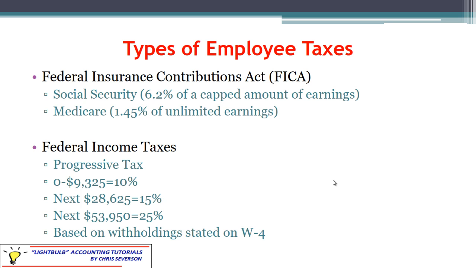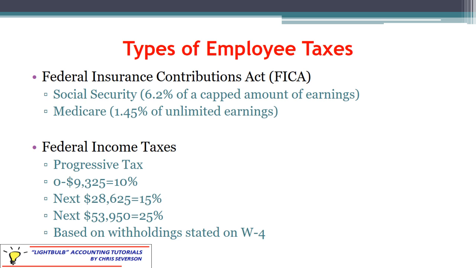Generally, these percentages don't change, or they certainly haven't for quite some time, with the exception of the Social Security withholding. For a couple of years a while back, this was decreased by 2%, so it was down to 4.2%. Now it's a 6.2% tax. The important thing to note here is that this is a capped amount based on a certain level that changes every year. It increases from year to year.